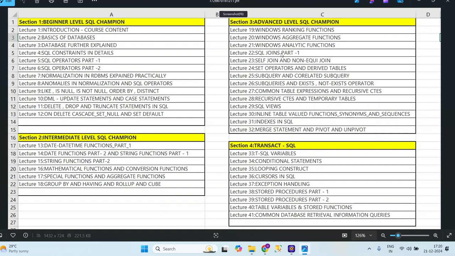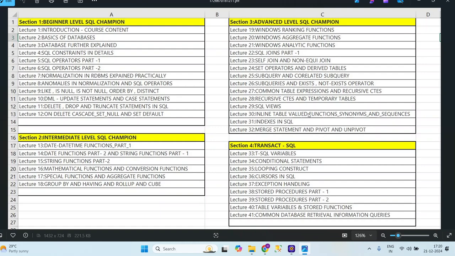At the last I have covered Transact SQL. In Transact SQL, starting from the very basics: what are variables, conditional statements, the looping construct, what is a cursor in SQL, what is exception handling, stored procedures part 1 and stored procedures part 2. I have divided the stored procedures into two different parts, and then table variables and stored functions I have covered, as well as common database retrieval information queries.